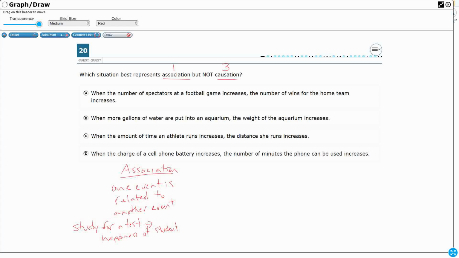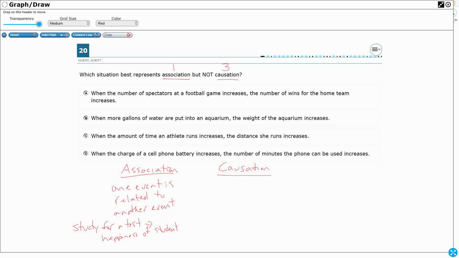Well, those two might be related because we're assuming that studying for the test gets you a good grade, and that good grade causes you to be happy. But there's a lot of other things that will cause you to be happy other than that. So those two things might be related, but one doesn't necessarily cause the other. When one does cause the other, that's causation.